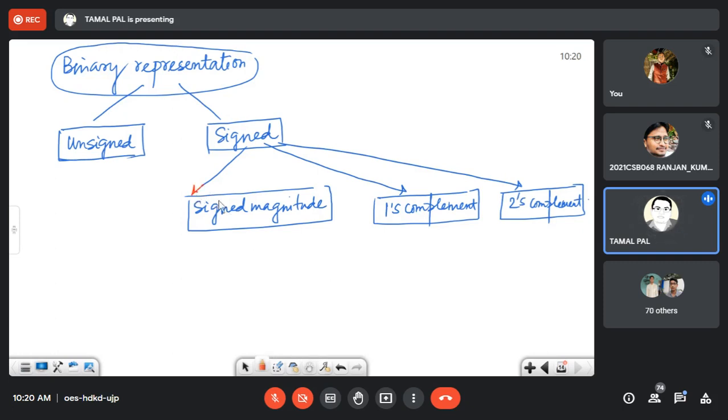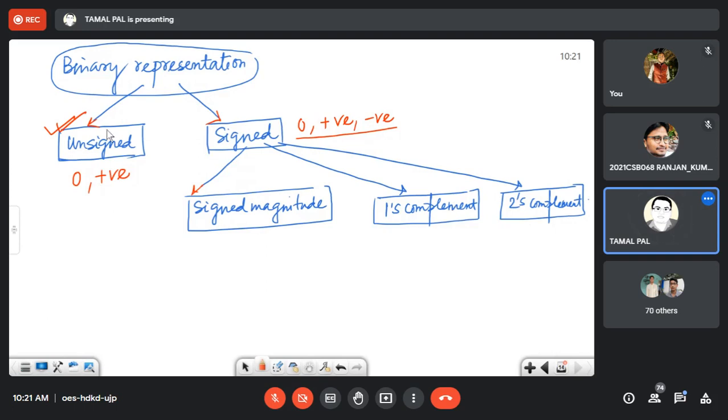Okay. So this is the total representation of binary numbers. So far we have learned unsigned binary. Why is it unsigned? Because the numbers are 0 and positive only. But for signed number systems, the numbers are 0, positive and negative. We can also represent negative numbers in binary. So there are three types of signed representation. One is sign magnitude, another is ones complement, another is twos complement.